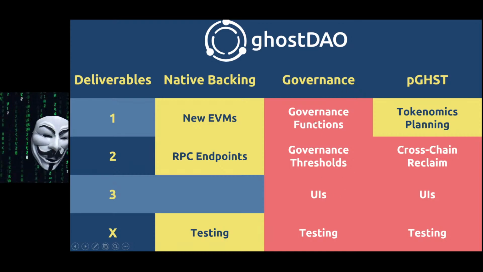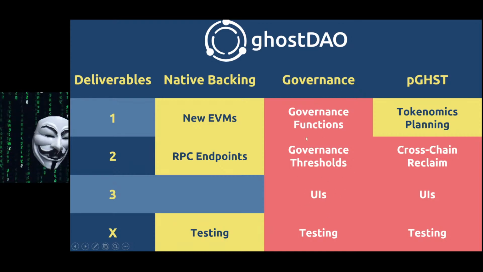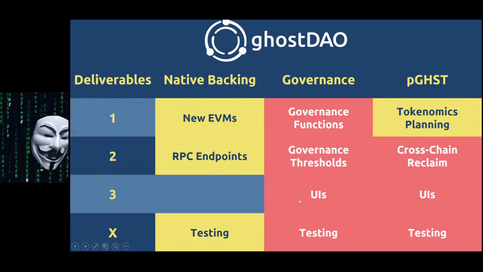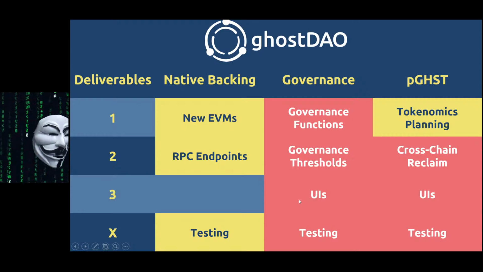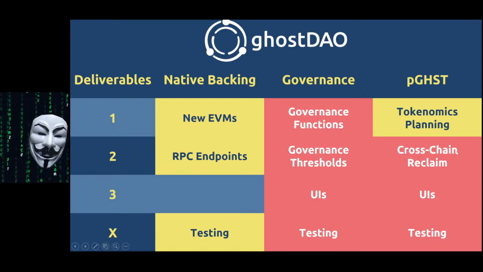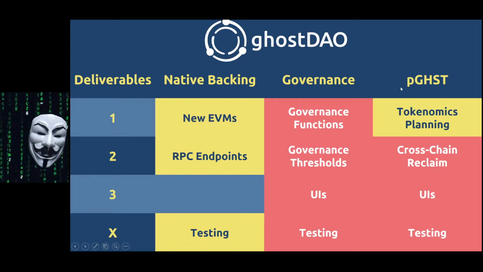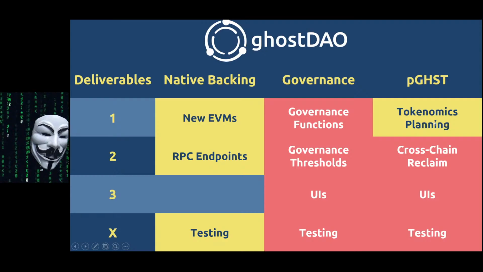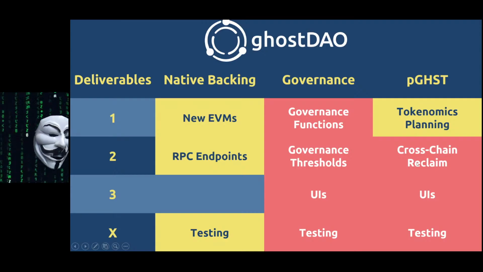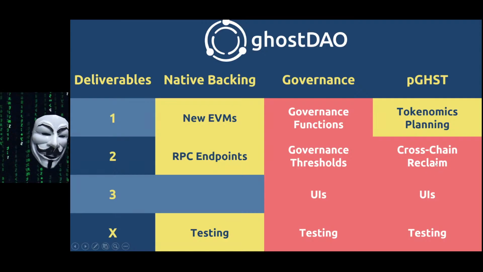Okay, so those are, I wouldn't say they're red, I would also say they're yellow, but let me make it more critical, just so you understand the reason for my reaction. Now for P Ghost, tokenomics planning, okay, done. Maybe it's green even. But cross-chain reclaim, that's for council members only. User interfaces as well for P Ghost.